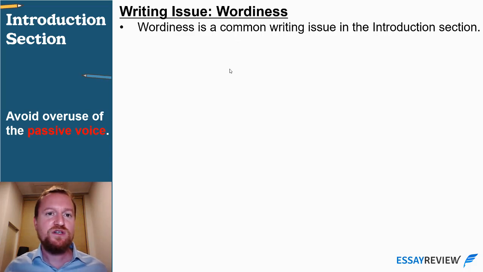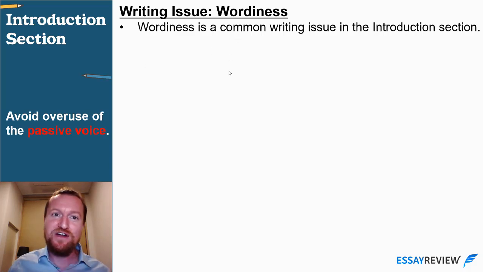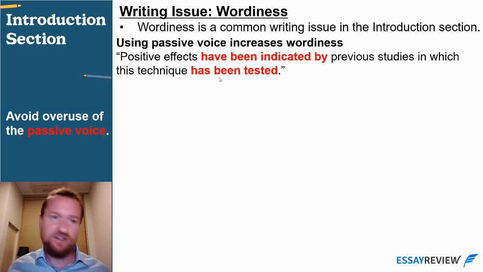One writing issue that is very common, as an editor I see every day, is wordiness. Using too many words to describe something, repeating yourself. One way of using too many words is to use the passive voice versus the active. So let's look at an example. Positive effects have been indicated by previous studies in which this technique has been tested. That's so many words, "have been indicated by." We don't need that many words. How can we change this?